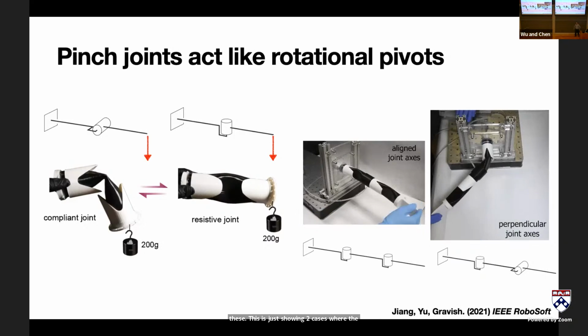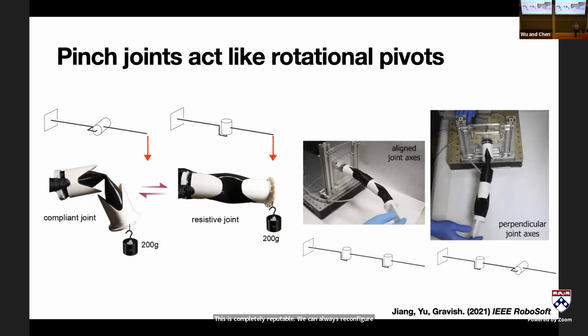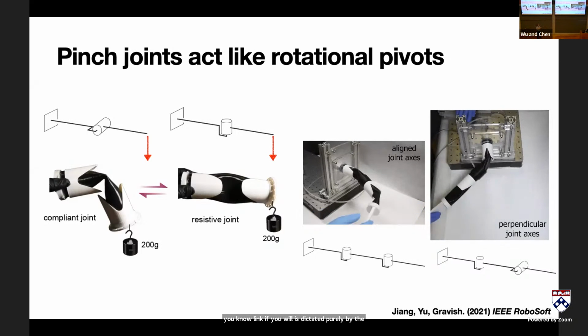And this was really interesting. We can now create specific locations along a tube where we create joints. This is completely repeatable. We can always reconfigure these joints. But the problem with this approach of creating reconfigurable serial linkages using vacuum to create that pinch joint is that the strength of that link is dictated purely by the material properties of the material you use, right? So I have to use a soft material because I have to be able to pinch it.